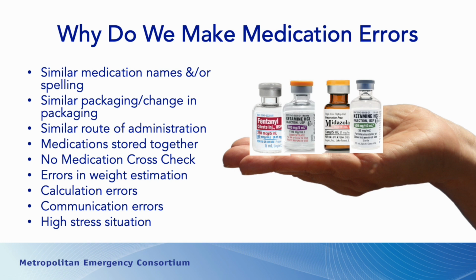Errors in weight estimation. That could be a big thing. We look at patients and we think they weigh 70 kilos. Are they really 70? Are they 80? Well, probably for most of our meds, there's no significant drug dosage error between 70 to 80 kilos. But if it's 70 kilos versus 110 kilos, that's a big difference.